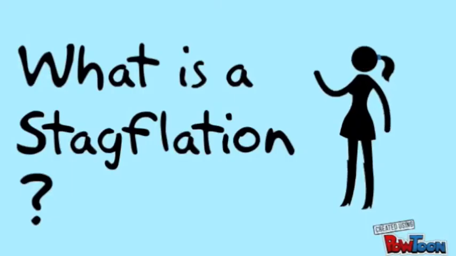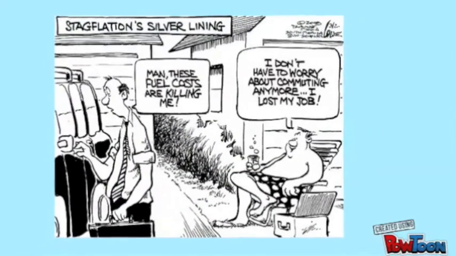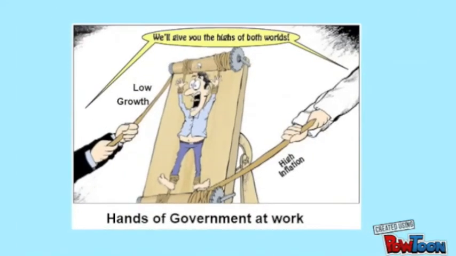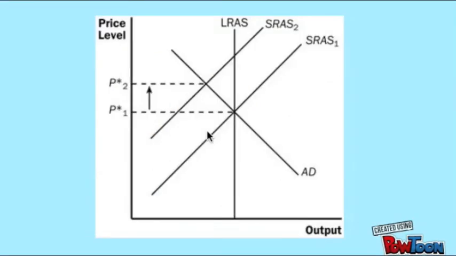A stagflation is when there is a continuous high inflation along with high unemployment and slow economic growth. It is a combination of a recession and inflation. This happens when prices rise but the economy is not growing. Here's an example of a stagflationary graph. In stagflation, short-run aggregate supply shifts to the left. This is referred to as cost-push inflation. The price level equilibrium goes up, while the quantity real GDP equilibrium goes down. Price level is too low, and unemployment is too high.